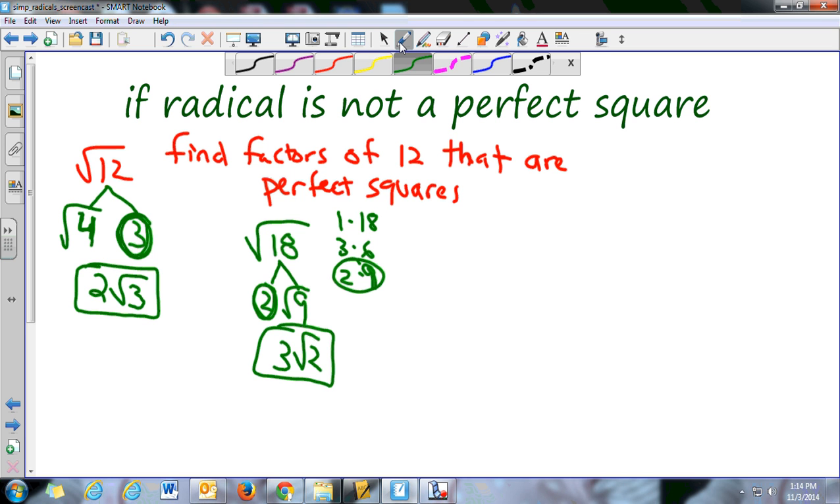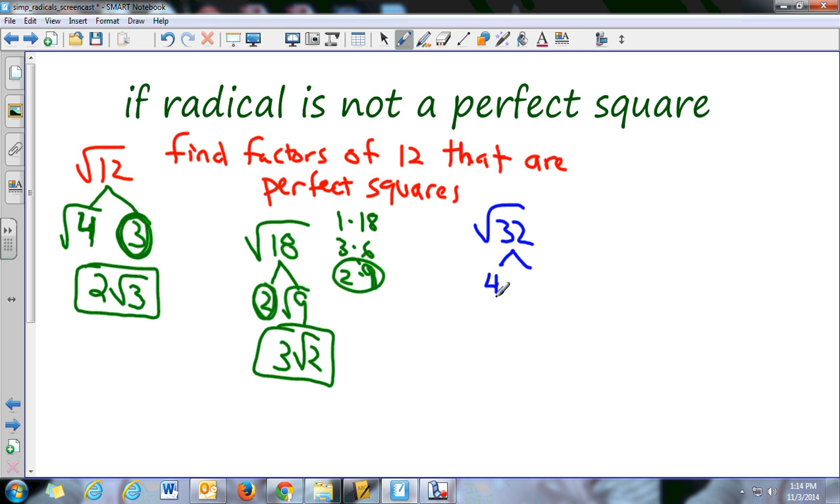Let's try another one here. Let's go with the square root of 32. A lot of you guys will probably be like, oh, I know, that's 4 times 8. And I can take the square root of 4. You're right, you can. So you get 2, you put your 8 back underneath, except for one small problem. 8 also has a factor that's a perfect square, because 8 is 4 times 2.